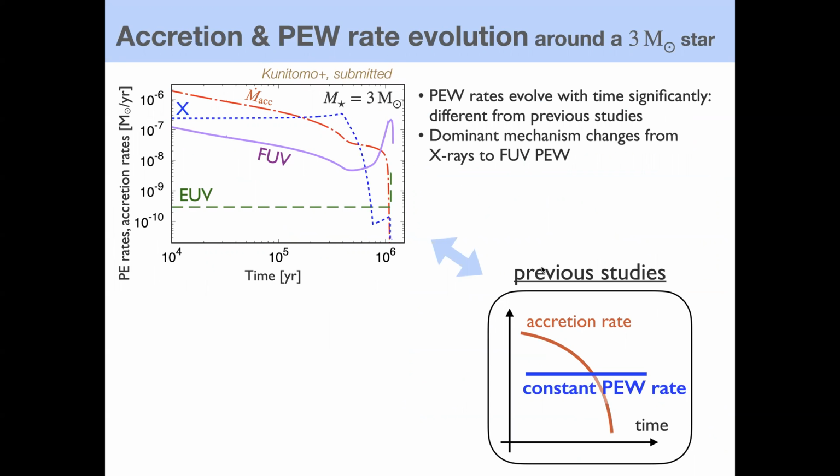In the previous studies, the photoevaporation rate is thought to be assumed to be constant with time. But if we consider stellar evolution, it evolves with time significantly. And interestingly, the dominant mechanism changes from X-rays to FUV.